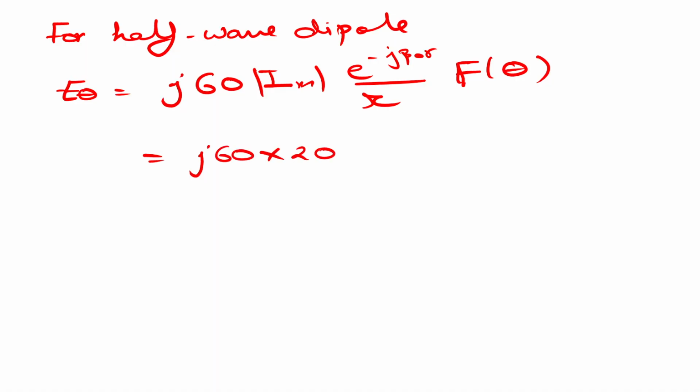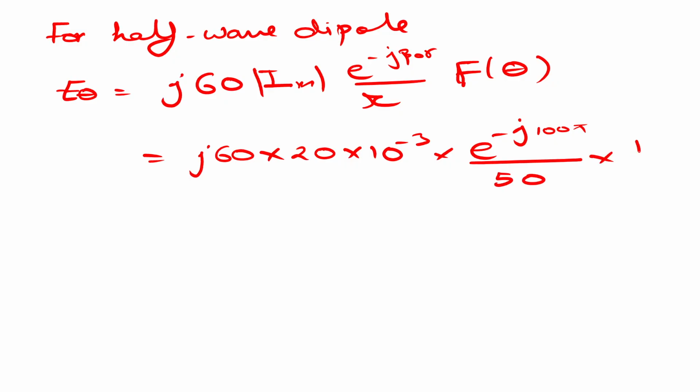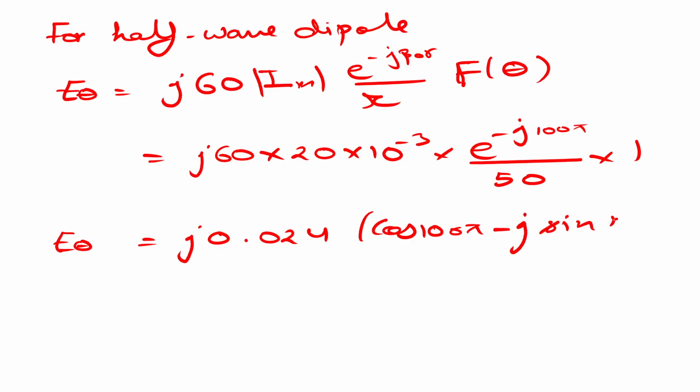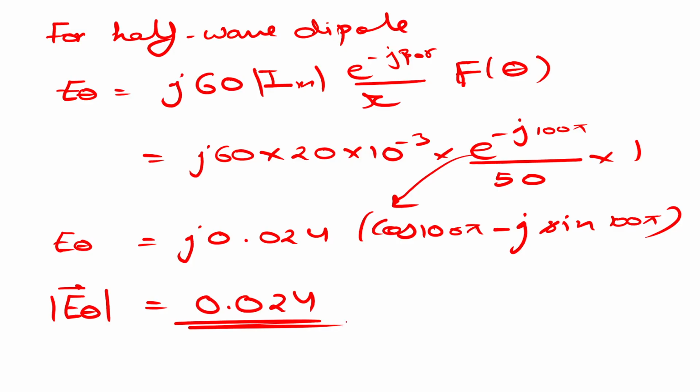So when you substitute these values, we will get 60 into 20 into 10 to the power minus 3 into e to the power minus j 100 pi, divided by r, which is 50 meters. F theta came out to be 1 when theta is 90. So E theta is j 0.024 into cos of 100 pi minus j sin 100 pi. I'm just writing e to the power minus j 100 pi as cos 100 pi minus j sin 100 pi. When you calculate this, the magnitude will be 0.024, which I can write as 24 millivolt per meter.